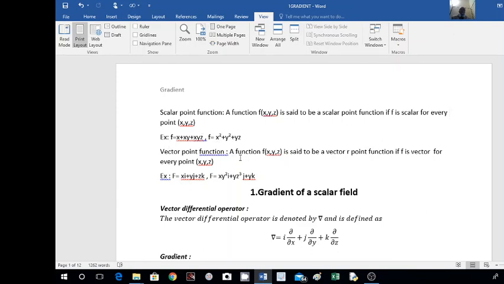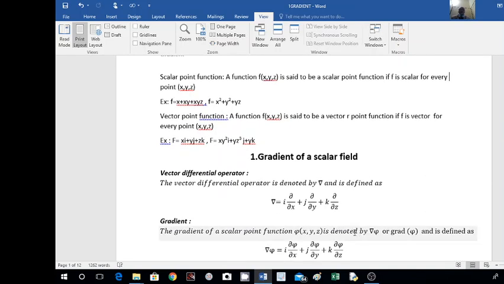On the other hand, a function f of x, y, z is said to be a vector point function if it is a vector for every point x comma y comma z. For example, xi plus yj plus zk. If you give x, y, z some values, you will get a vector quantity here. Therefore, we say that f is a vector point function. And this is also a vector point function: xy square into i plus yz cube j plus y into k, because for every set of values x, y, z, this f is nothing but a vector quantity.